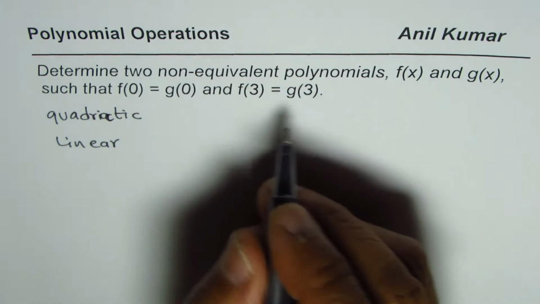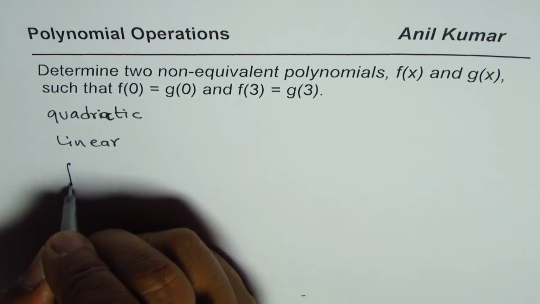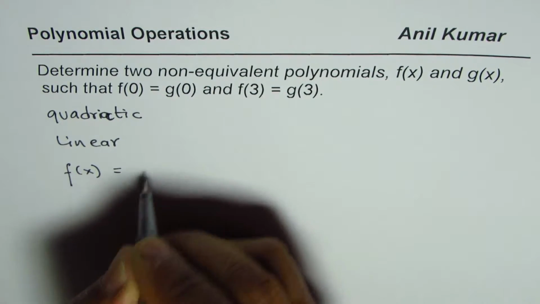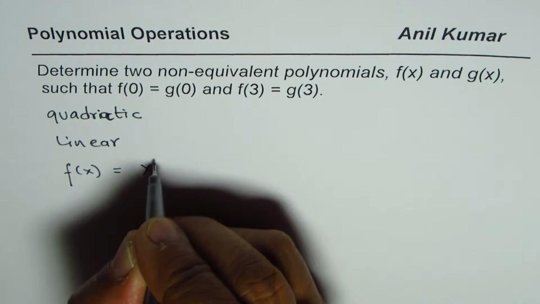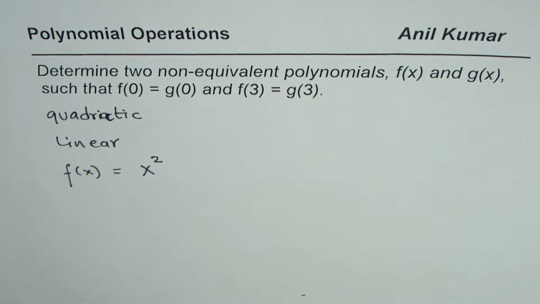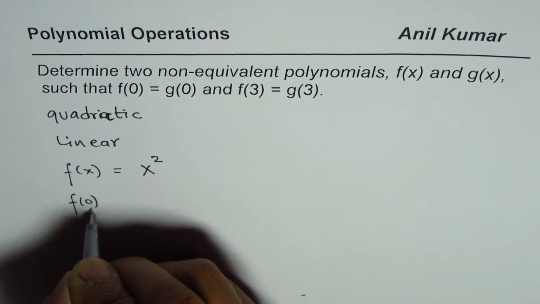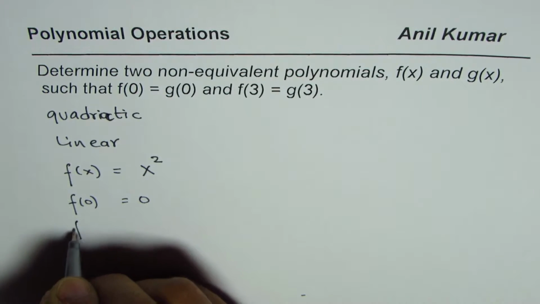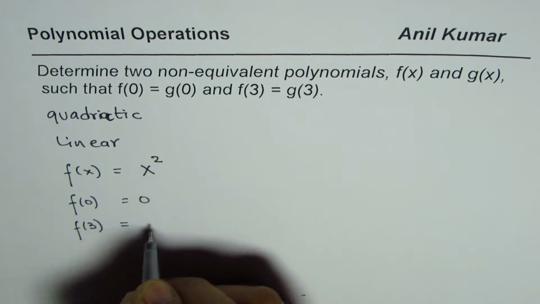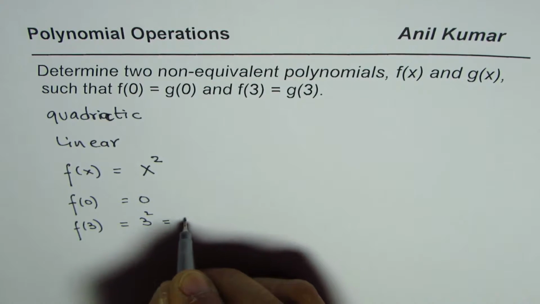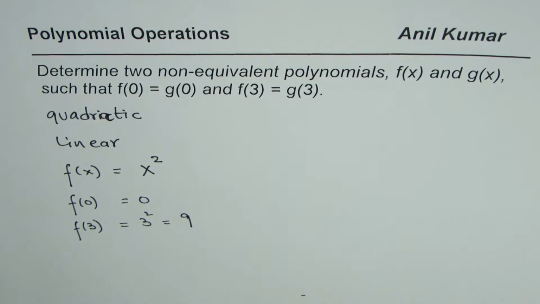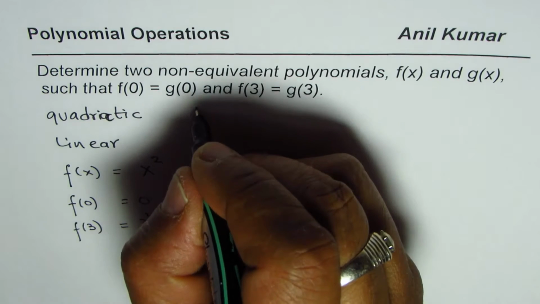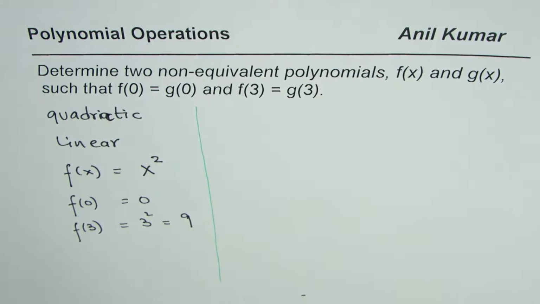So let me start with function f(x). Let's say f(x) is equal to x squared. Let's not complicate it. So what is f(0)? f(0) is 0. And what is f(3)? f(3) is 3 squared, which is 9. So we got 2 points. So basically, we have 2 points here.